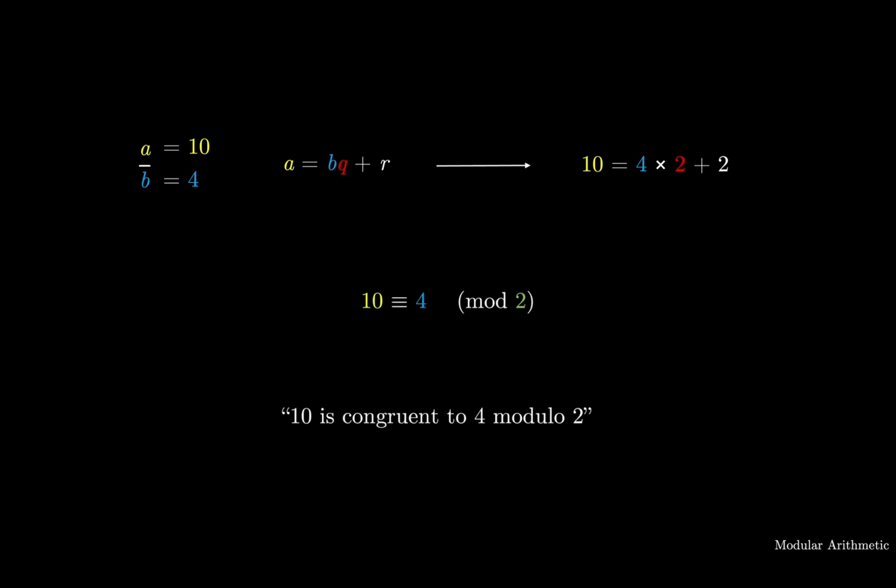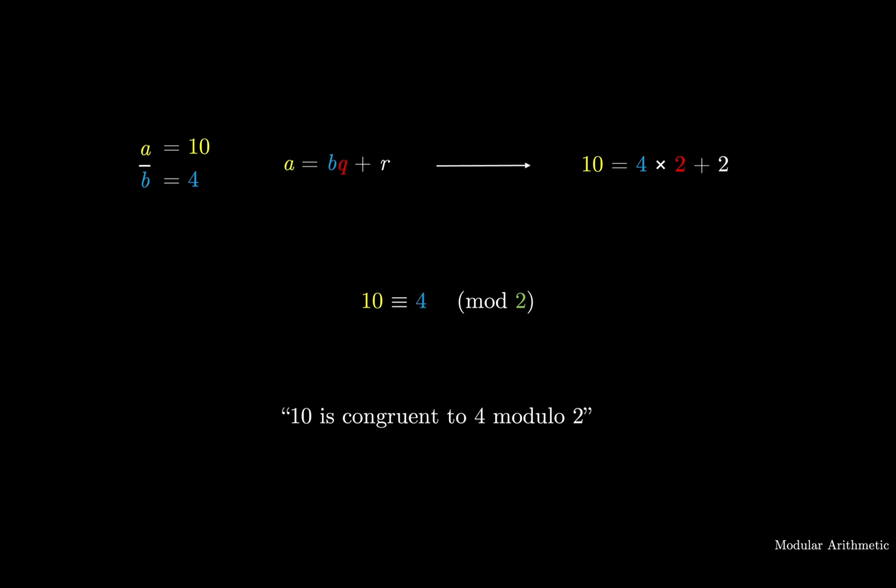Modular arithmetic is a system of arithmetic for integers where we consider the remainder. When we have a quotient of two integers a and b, remember that we consider the remainder, so only integer answers here. We can write this as a equals b multiplied by an integer q plus another integer remainder r. For example, when a is 10 and b is 4, we can write this as 10 equals 4 times 2 plus 2. Hence, we can write this, which reads 10 is congruent to 4 modulo 2.